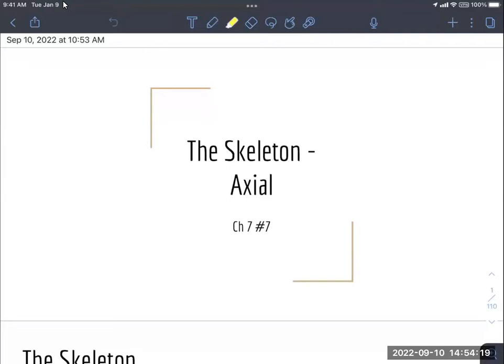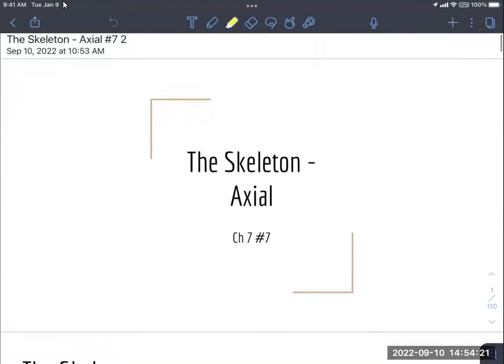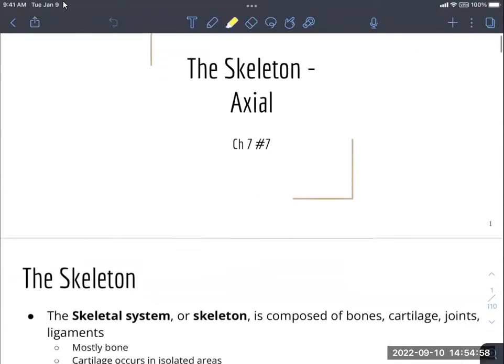Today we are going to talk about Chapter 7. Chapter 7 I have split into two separate sections because it's a lot of information. We are looking at the skeleton. So the first part of the skeleton we will look at is the axial skeleton. If you remember from Chapter 6, that axial skeleton is your skull, your spine, your rib cage. So let's get started here.